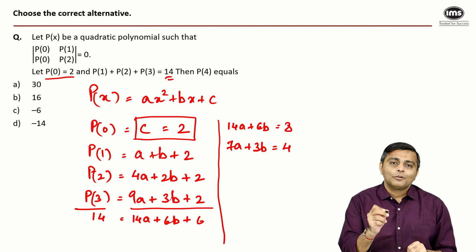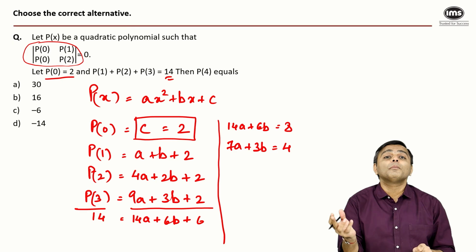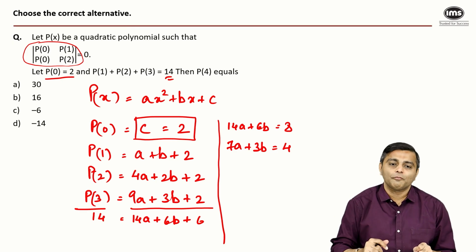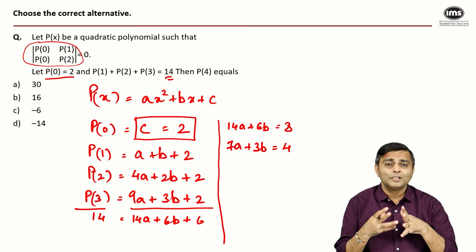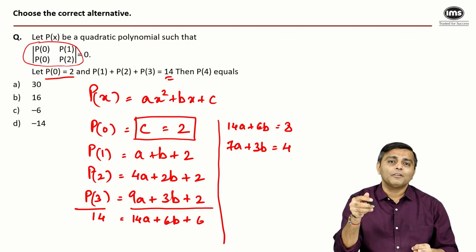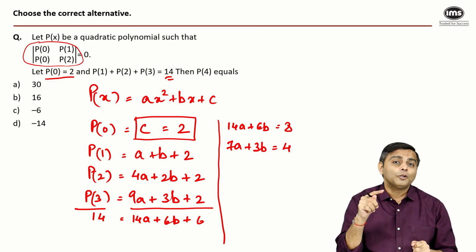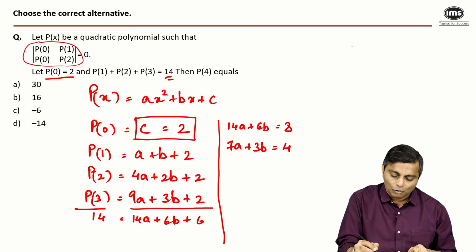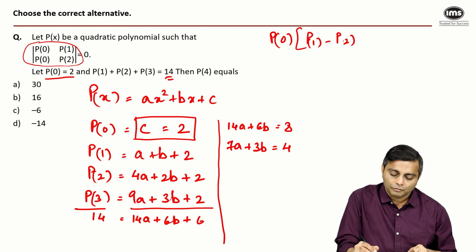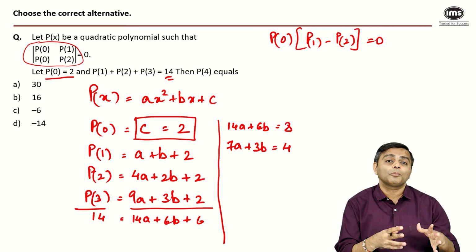Okay. Now, go back to the original question. They have given this in the form of a determinant and they said determinant is equal to 0. So, our next equation is going to come from this. From here, you understand it's a simple 2 by 2. So, it is P0 into P2 minus P0 into P1 is equal to 0. Correct? I am going to take P0 common. Let me just write it here. P of 0 I am going to take common. P of 1 minus P of 2, this is going to be equal to 0. This is just the same thing that I've got from the determinant.